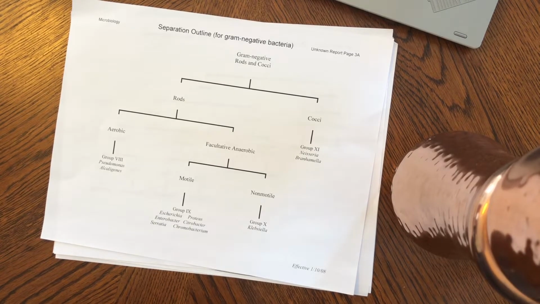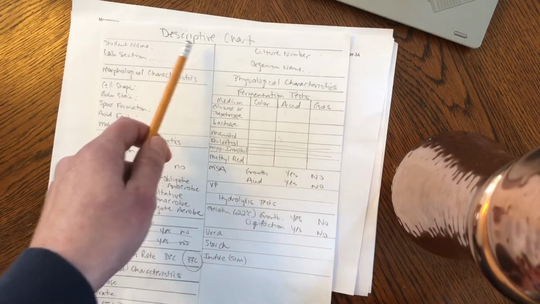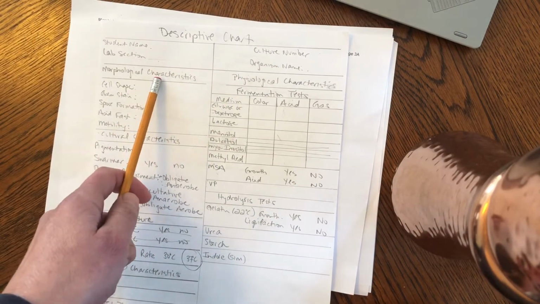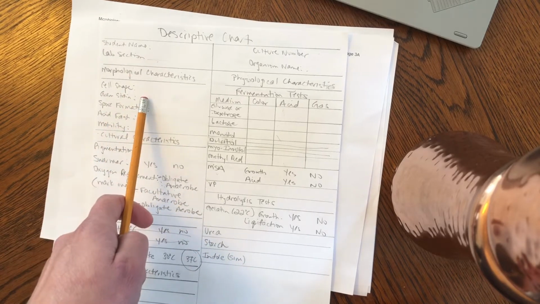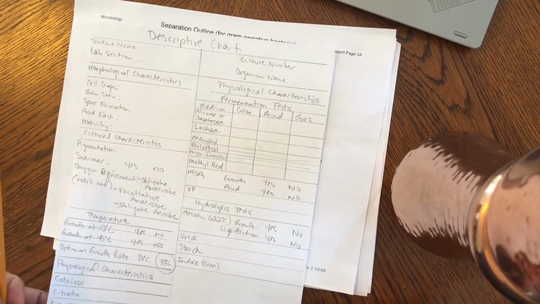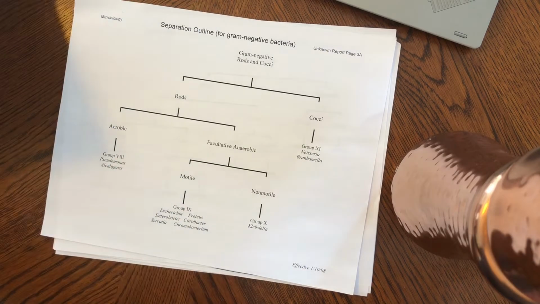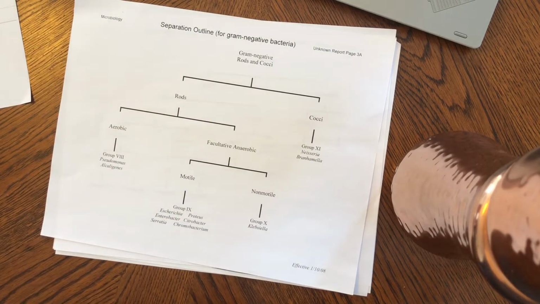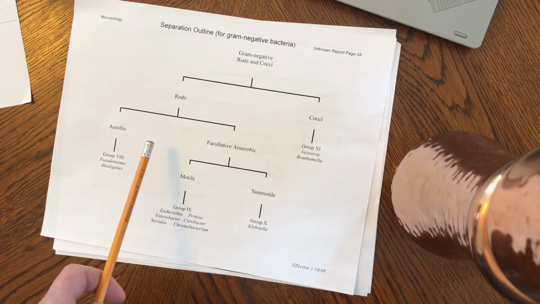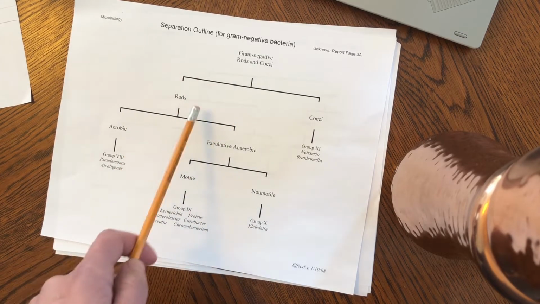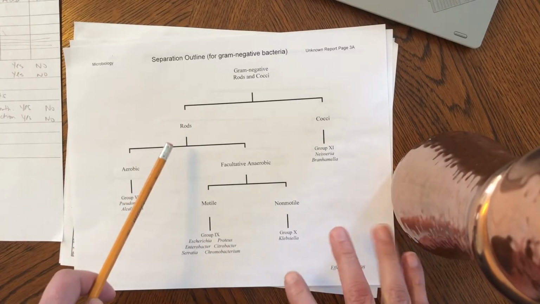If your bacteria was a gram-negative bacteria, and you would know that by looking at your descriptive chart under morphological characteristics, under gram stain and cell shape. So your gram stain would have been gram-negative. Your cell shape would have been likely a rod. So you follow this thing, it's called a separation outline. So you just look at your descriptive chart and you find the results here.